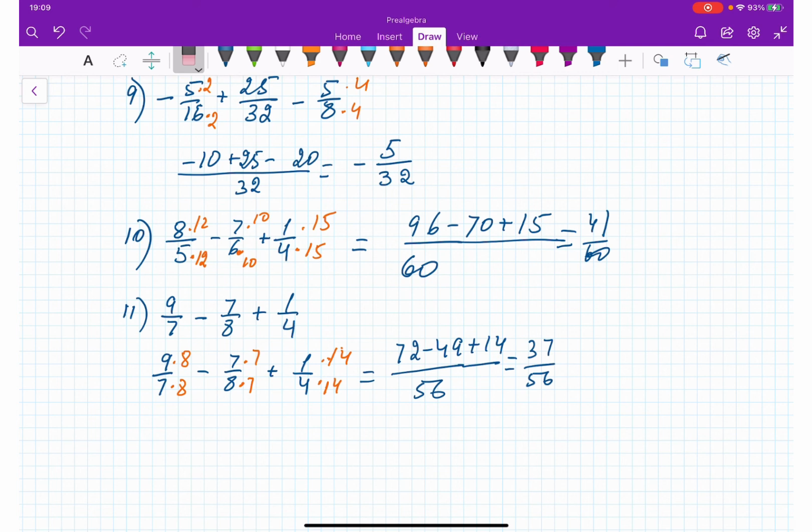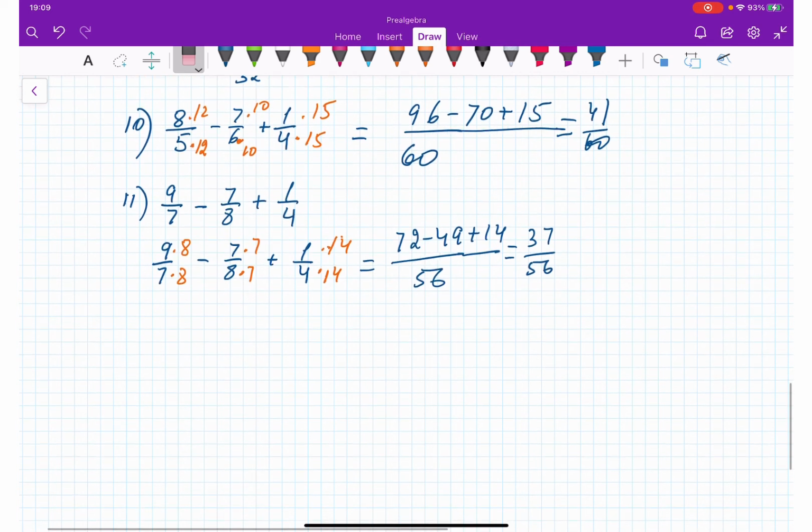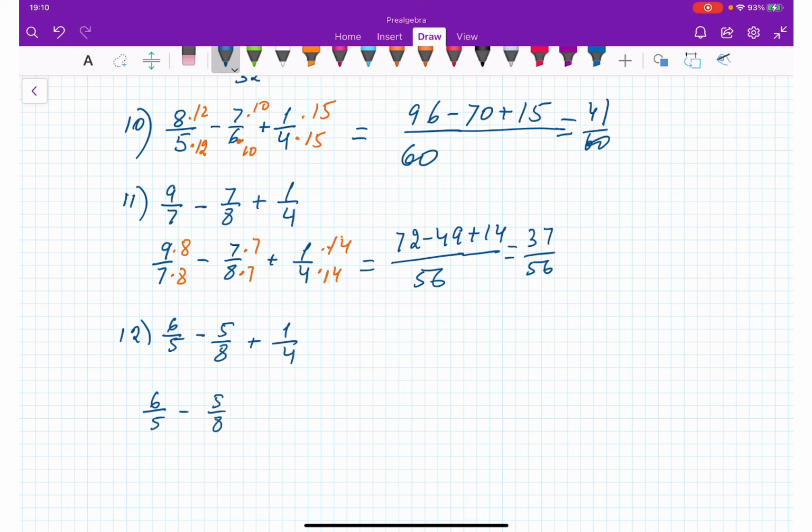Question number 12. What do we have? Question number 12. 6 over 5 minus 5 over 8 and plus 1 over 4. All right. So let's see. 6 over 5 minus 5 over 8 and plus 1/4. Common denominator is going to be 40, right? So here it's 8 and 8. Here is 5 and 5 to get 40. Here is 10 and 10. Right? So that is going to be 40.